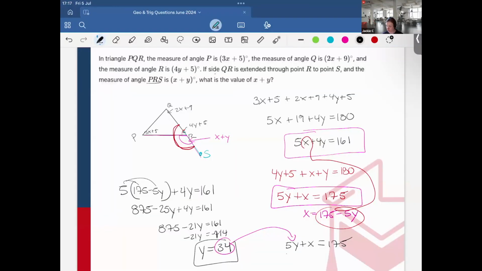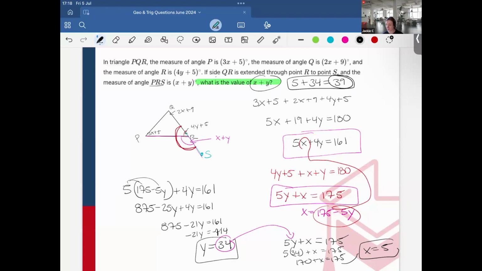So 5 times 34 is 170. So I have 170 plus x equals 175. Subtract 170 from each side. x is equal to 5. And remember, we are asked for the value of x plus y. So x plus y is going to be x is 5 plus 34, and that is equal to 39. And that is what I would type into the answer sheet.